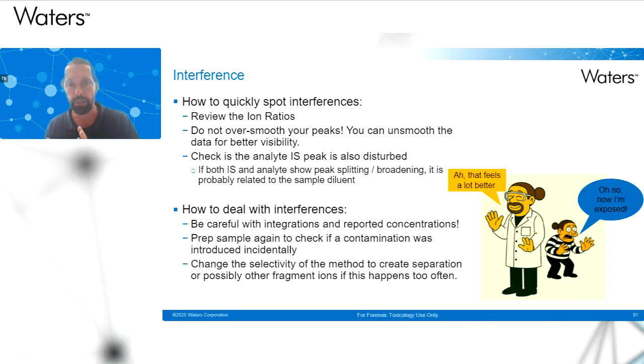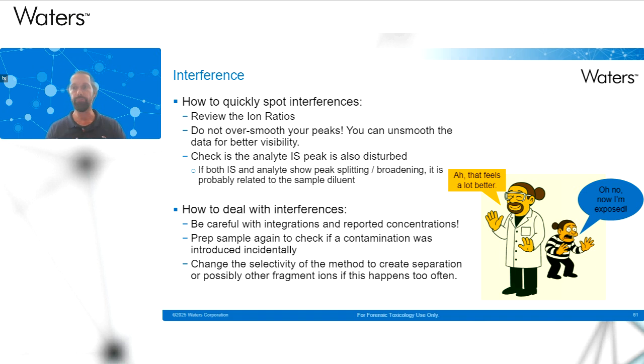So how can we deal with this? What we saw in the previous slide is that the internal standard was actually looking very nice. So it's always good to also compare the peak shape of your analyte with the peak shape of your internal standard. But then if we do observe it, how do we deal with this? Well, like I said, be careful with your integrations because you might report a too high of a value. What you could do is to prepare your sample again, because it could be that you incidentally contaminated this one sample.